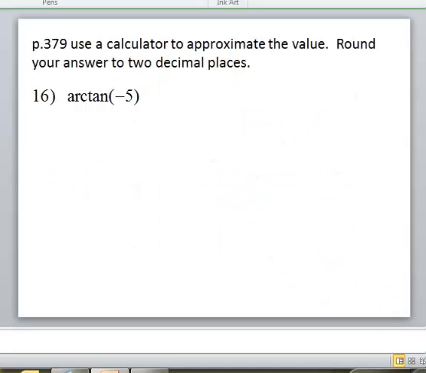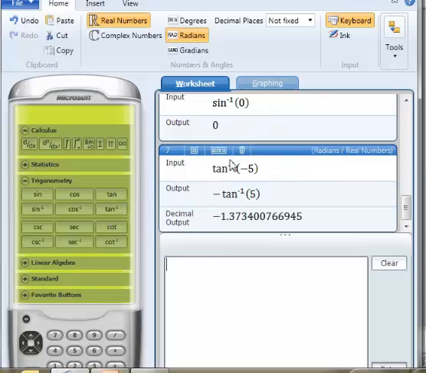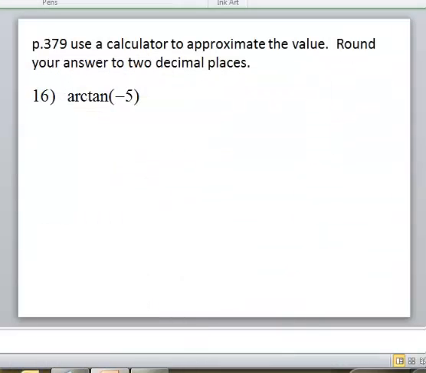For the next problem, really all we're asked to do is use our calculator again. So we'll type in what is the tangent inverse of -5. That is -1.373. So I'll just write that answer in here, -1.373.